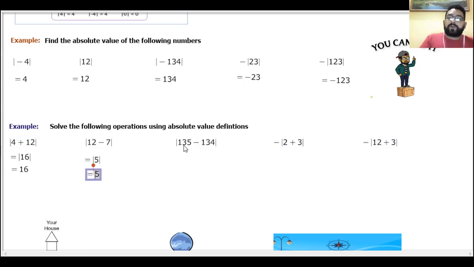And then we have the absolute value of 134 minus 135. We need to subtract first these two numbers, so it's going to be equal to the absolute value of negative 1, because 134 minus 135 is equal to negative 1. And then you have to think, what is the absolute value of negative 1? So it's 1. Remember, the absolute value is always positive. So we're going to write positive 1.